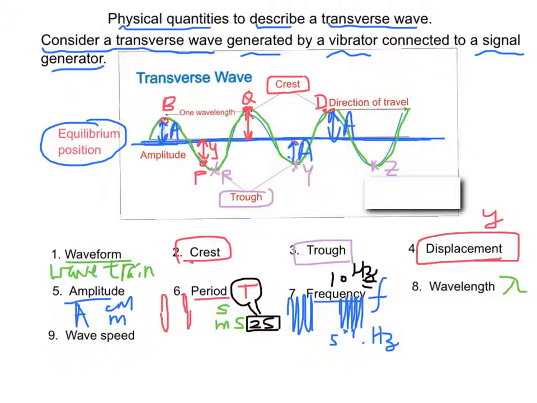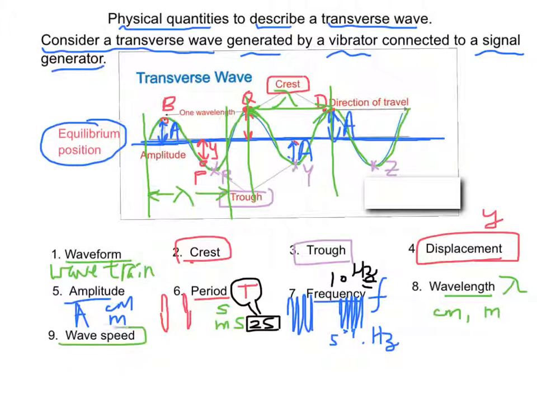Wavelength lambda is the distance between two successive points that are vibrating in phase, or wavelength is the distance of one complete wave. In the diagram, the wavelength is the distance of one complete length, which is this one, lambda. Or we say lambda is the distance of one complete wave. This is also called lambda. And the unit of wavelength is cm or meter.